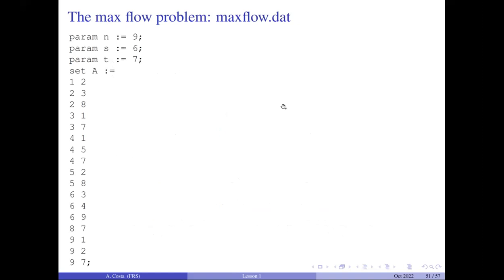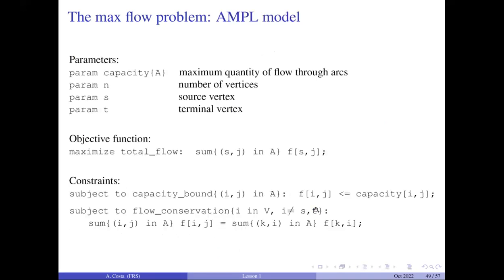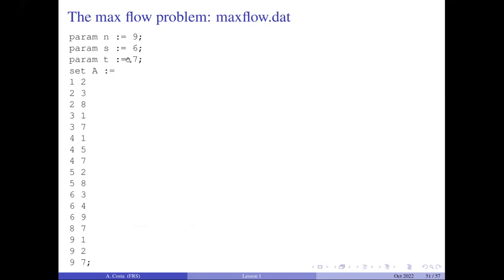And then we have the data file. So what do we do in the data file? We need to define that the source is vertex 6, the terminal is vertex 7, and n equal to 9 means that we have 9 vertices in this network. See, from 1 to 9. So here we define these values, and then we have to define the set A.